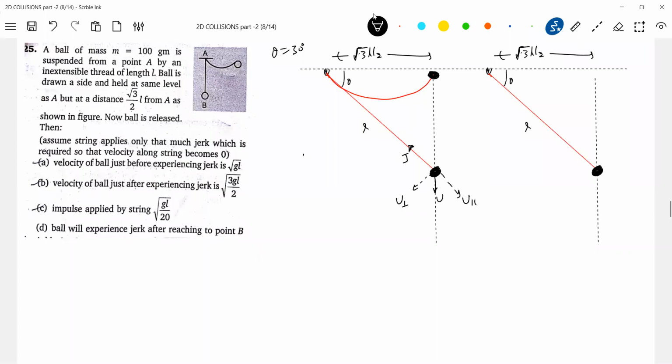Now which component will change, which component will not change? U parallel: the bob wants to move away from the point of suspension, but the tension in the string will nullify it. This will get nullified. I'm using the word nullified; don't say vanish, better say nullified. The string will be jerked, and because of the jerk an impulse is set up. That impulse will nullify it, and this component will remain as it is. So just after the jerk, we get a situation like this.